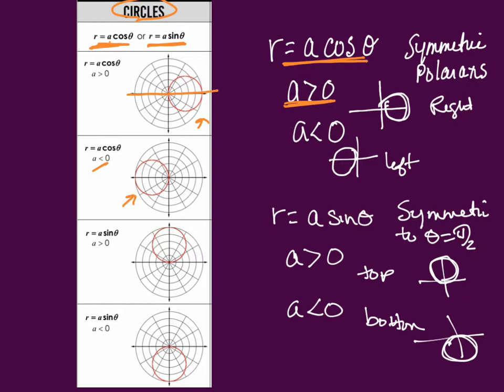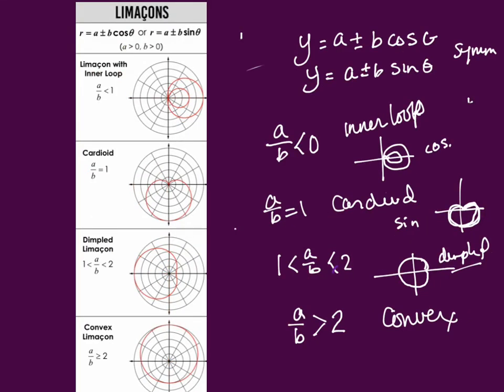So study that for a minute. And then on the sine, if a is greater than 0, it's symmetric to theta equals pi over 2. So I'm drawing those. If a is greater than 0, it's going to be on the top, so it's up here. And if it's less than 0, it's going to be on the bottom. So take a minute to try to memorize that r equals a cosine theta or r equals a sine theta are circles.